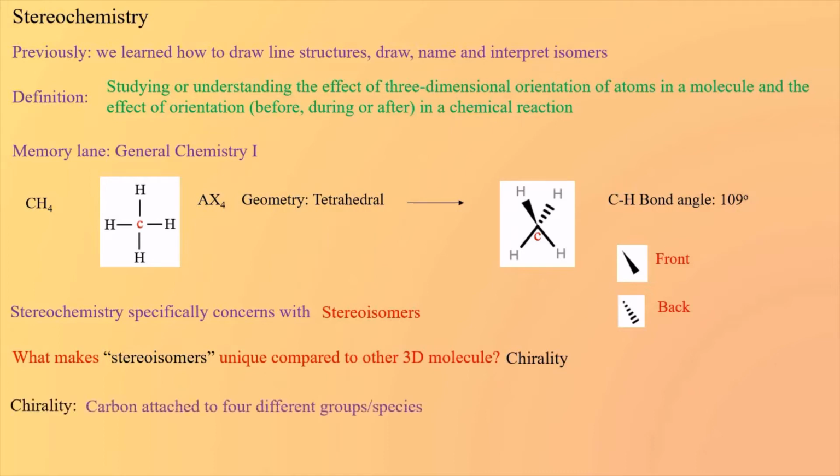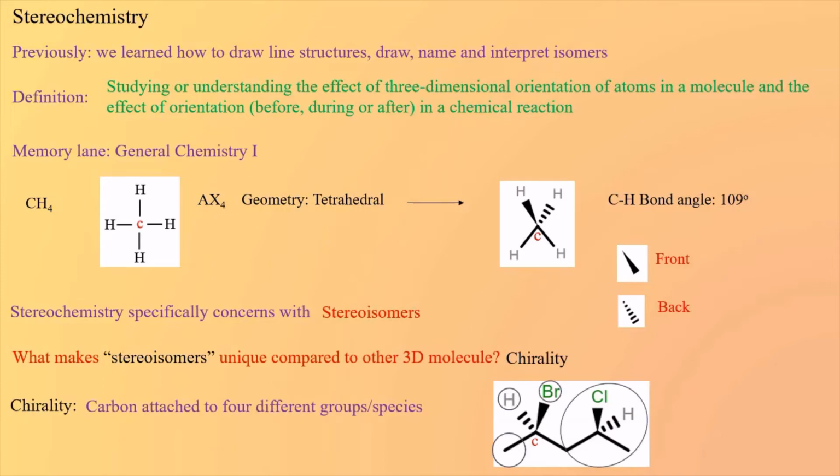Chirality means a carbon is attached to four unique groups or species. I've shown an example, a line structure, and of course I have exaggerated one of the carbons and shown it in highlight. The carbon I'm looking at is the one marked with the letter C in red.